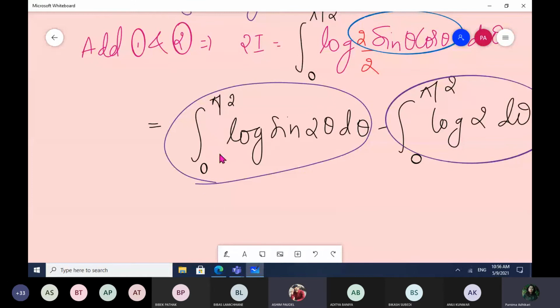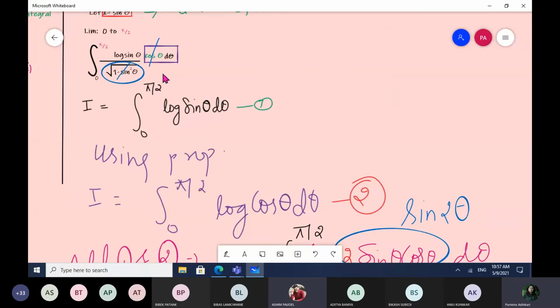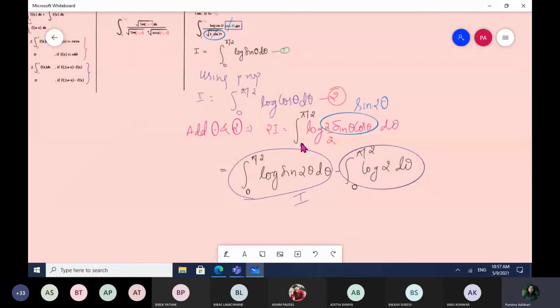Yes, ma'am. Okay, so now what about this? Our aim is to convert this to I, but we can see that there is some problem. We cannot directly write it down equal to I. Where is that problem? Which part is creating the problem? What is I? Your I is integral from 0 to pi by 2 of log sin theta d theta. So why can we not write it directly equal to I? What is creating the problem?